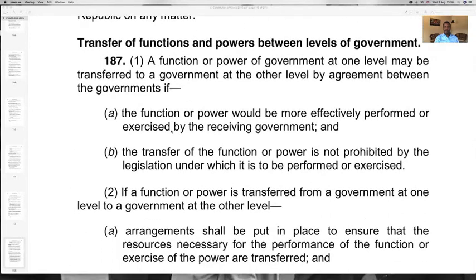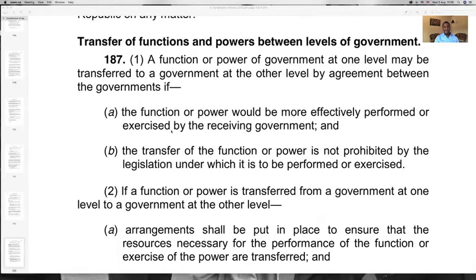Transfer of functions and powers between the levels of government. A function or power of government at one level may be transferred to a government at the other level by an agreement between the governments, in that these governments may come together and agree to transfer a power or function to another level of government.